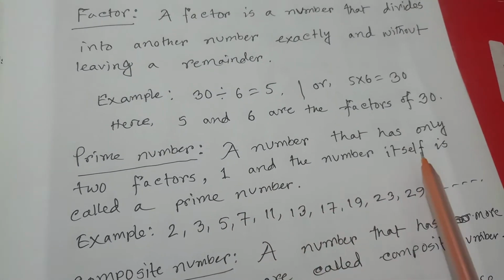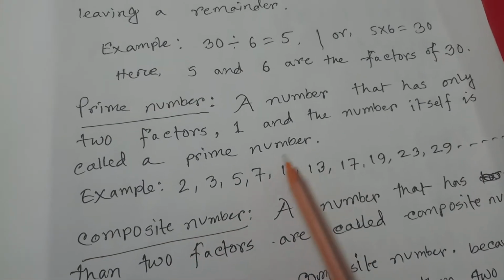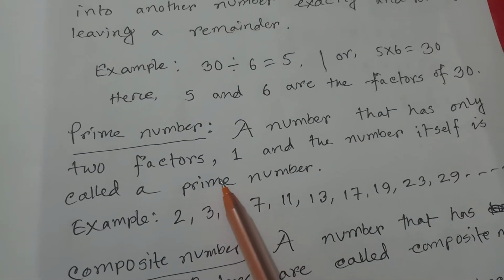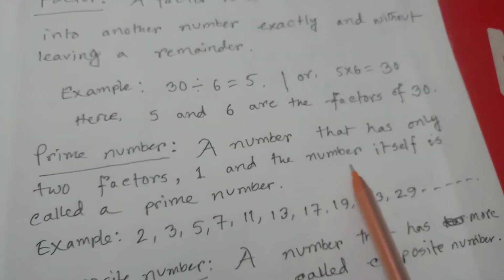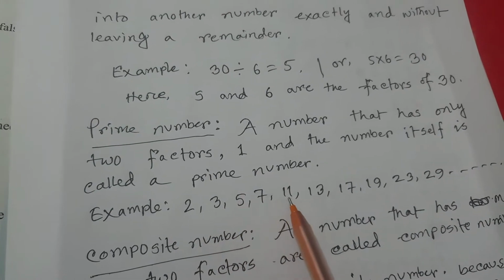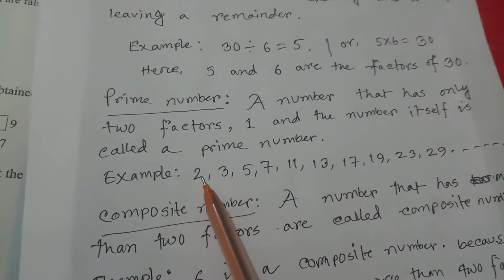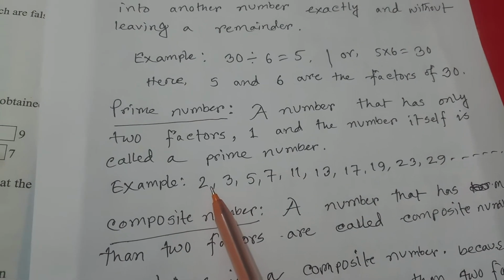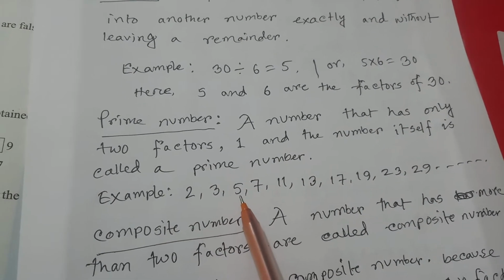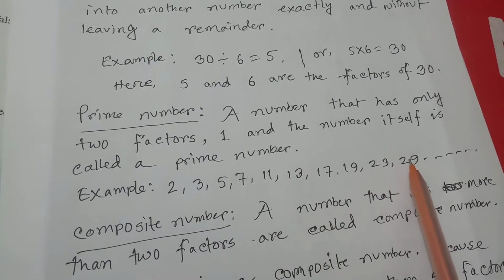Okay. And another, before doing this math, you have to know about prime numbers. Do you know what a prime number is? I am giving a definition of prime number and composite number. A number that has only two factors, one and the number itself, is called a prime number. Example, 2, 3, 5, 7, 11, 13, 17, etc. Because 2 has only two factors, 1 and 2, and 3 has only two factors, 1 and 3. 5 has only two factors, 1 and 5. So these numbers are called prime numbers.